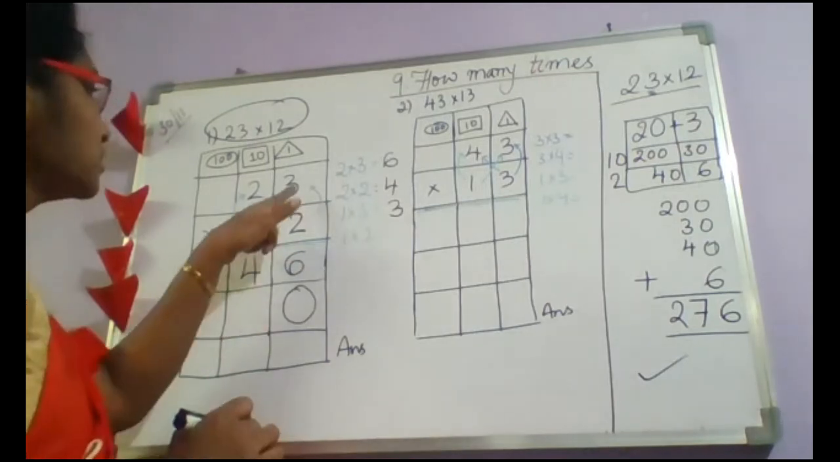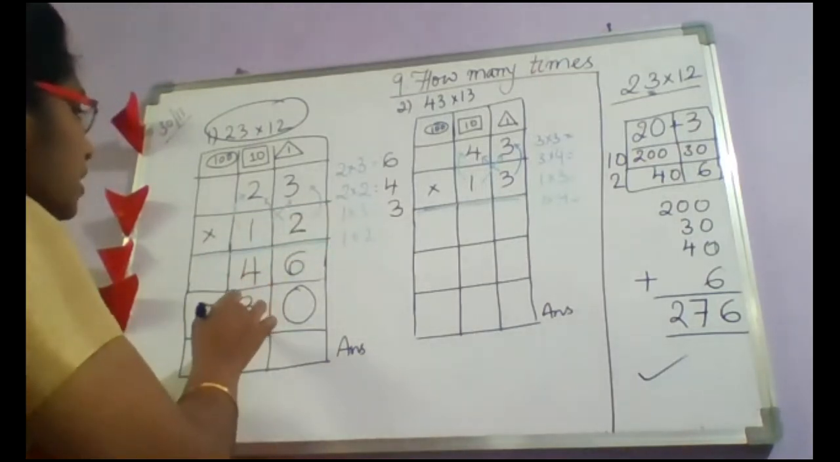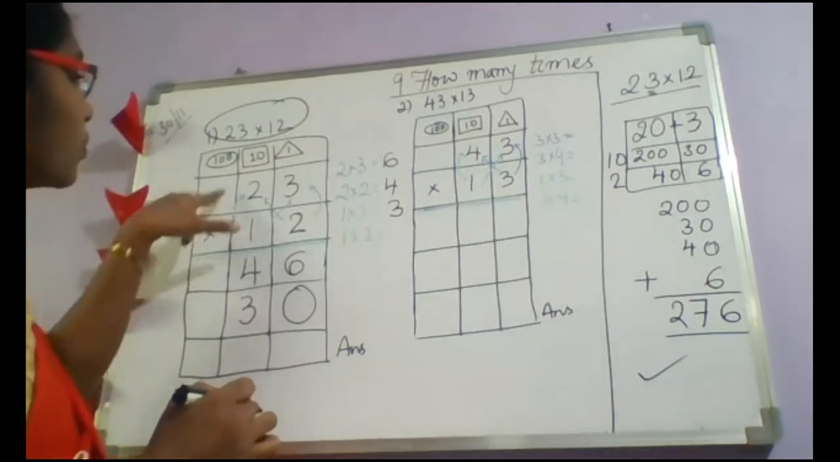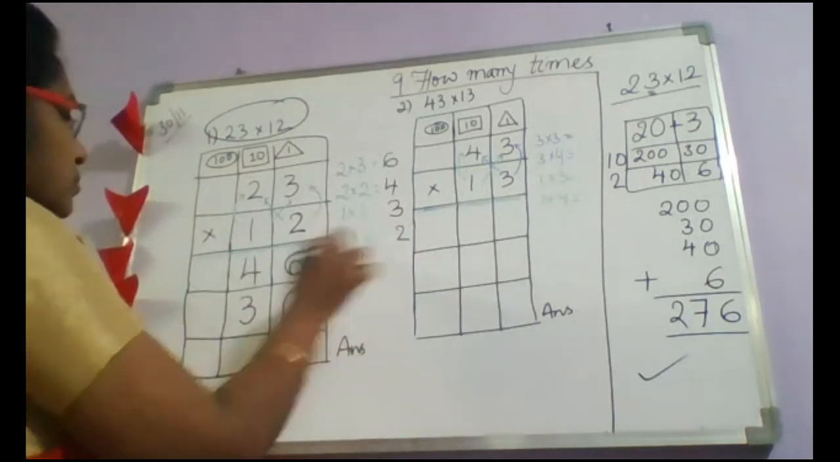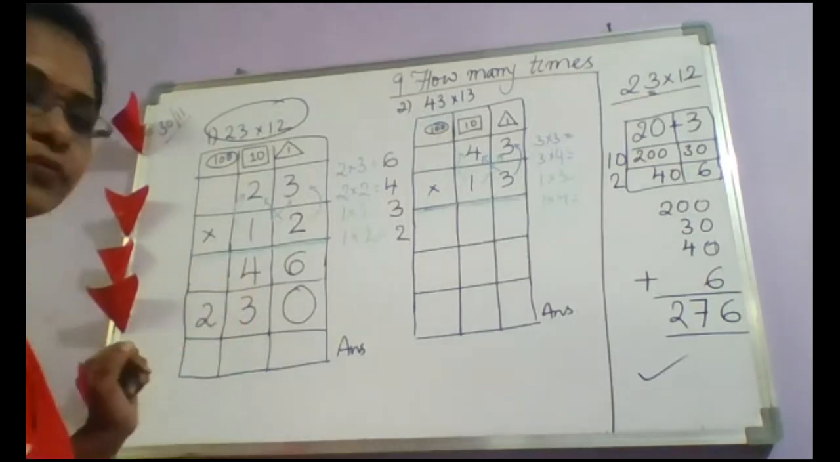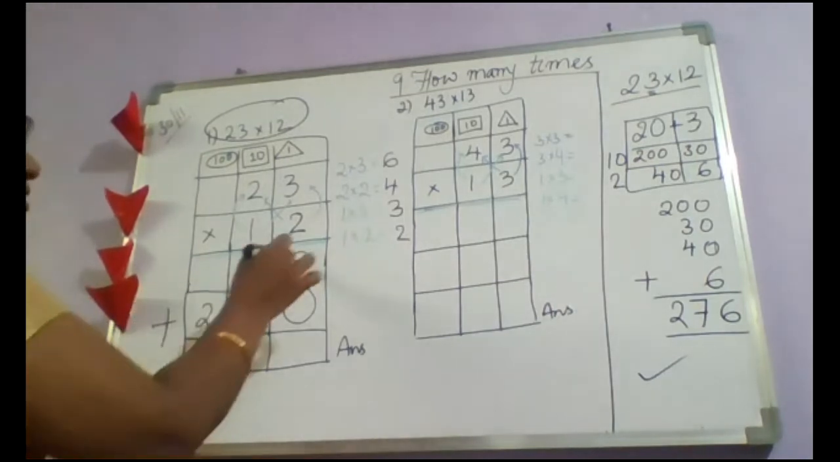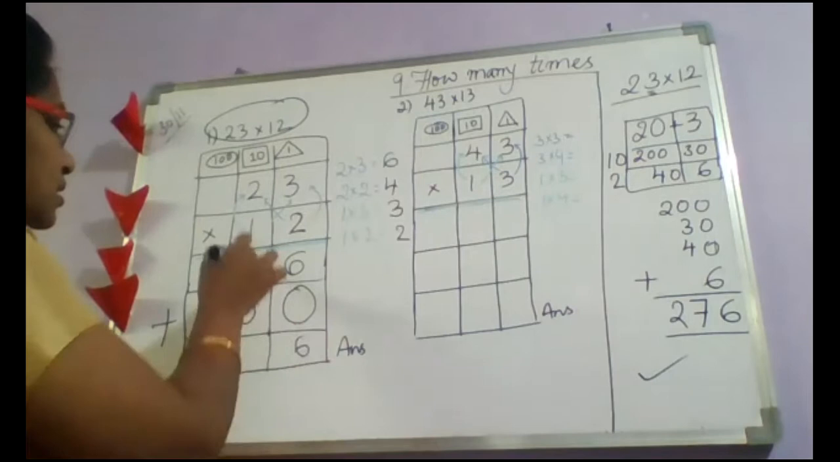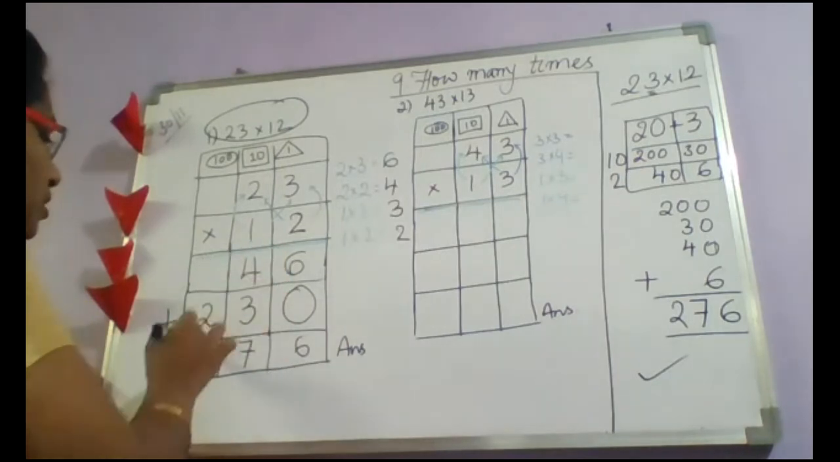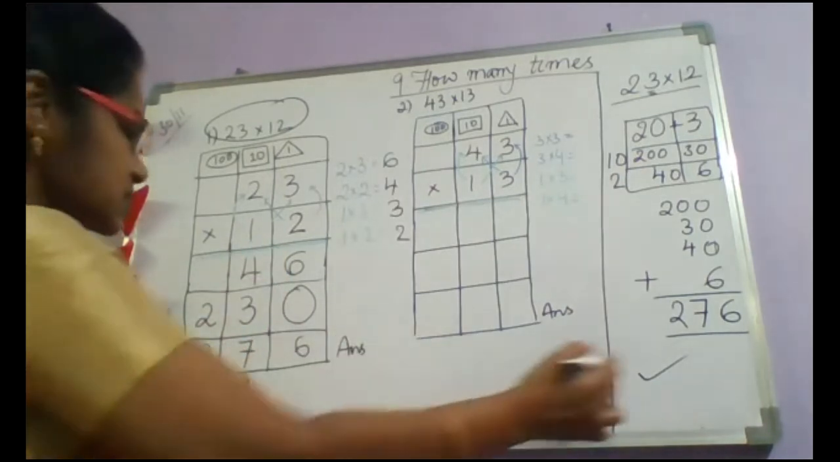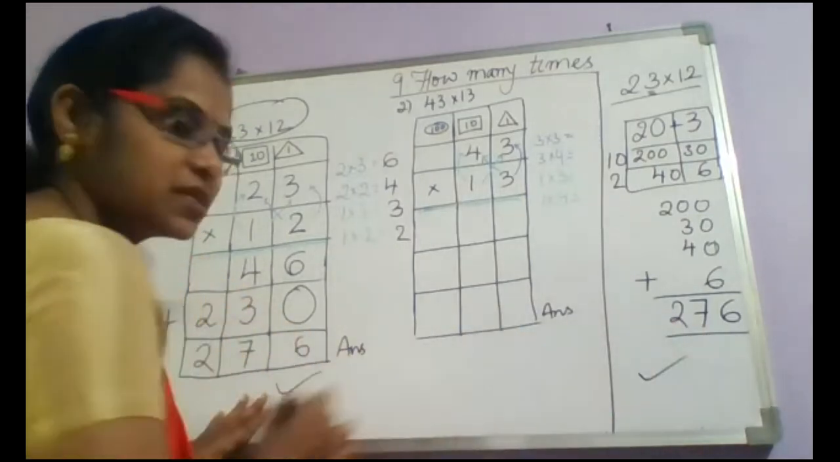Okay, now 1 3s are 3. And now this number with tens, 1 2s are 2. Now add all these. 6 plus 0, 6, 4 plus 3, 7, 2. 276 is the answer. See, both the answers are same.